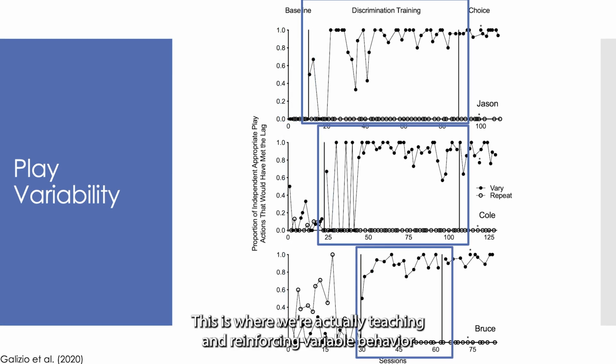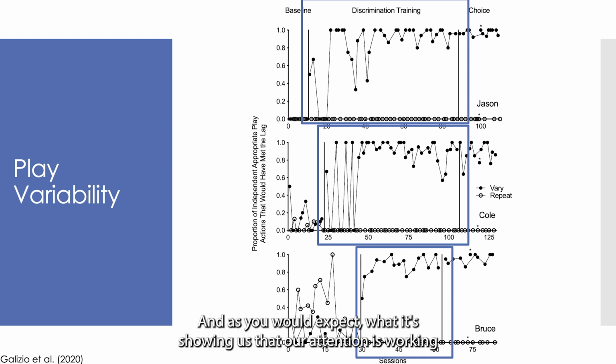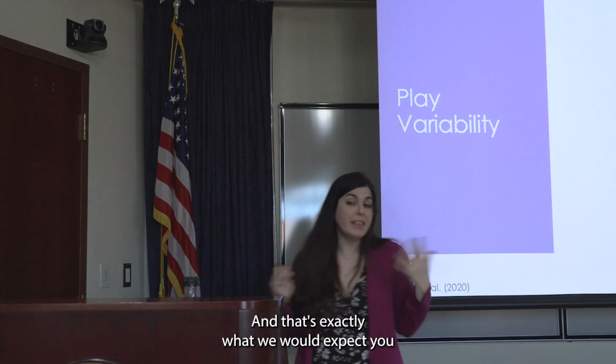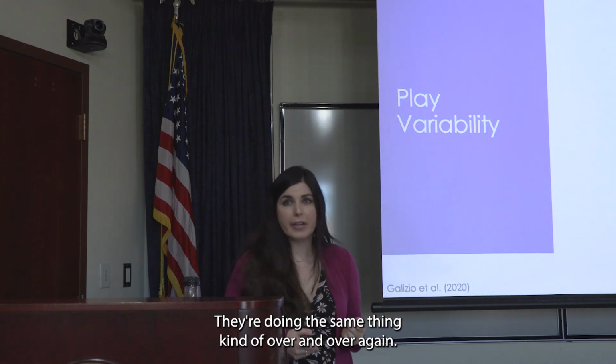This is discrimination training. This is where we're actually teaching and reinforcing variable behavior in the vary condition and repetitive play in the repeat condition. And as you would expect, what is showing us that our intervention is working is that the filled circles are much higher, indicating that more of their responses meet a lag schedule, more of their responses are variable. They're doing different things each time. And the open circles, you can see, are pretty much at 0 most of the time during training. And that's exactly what we would expect too, because they're not doing something different. They're doing the same thing over and over again.